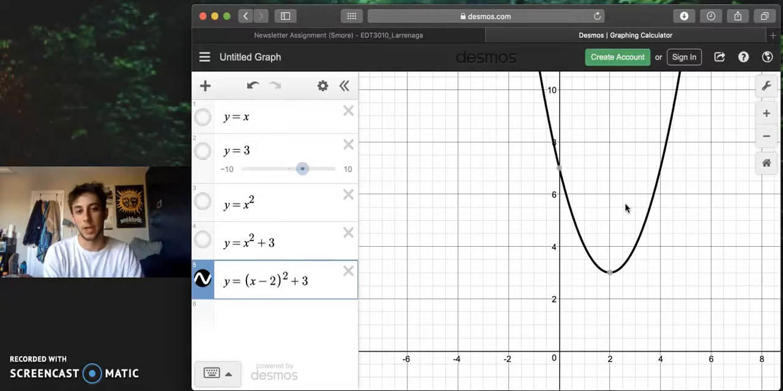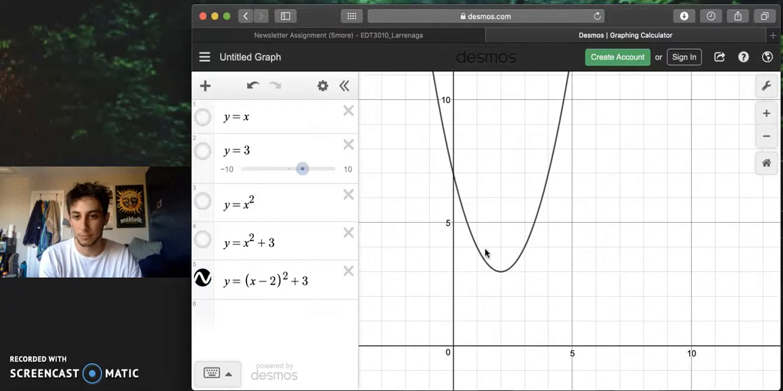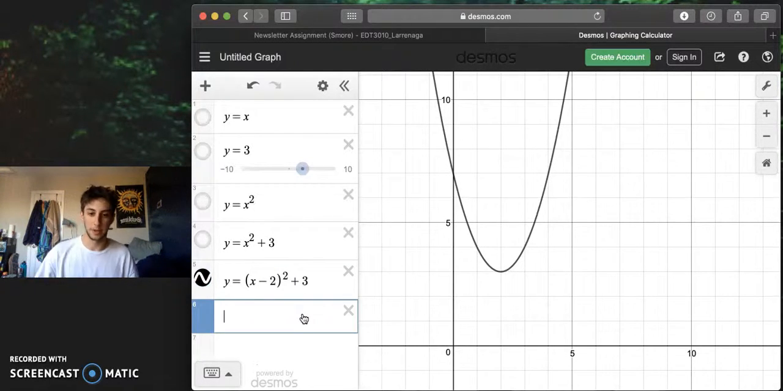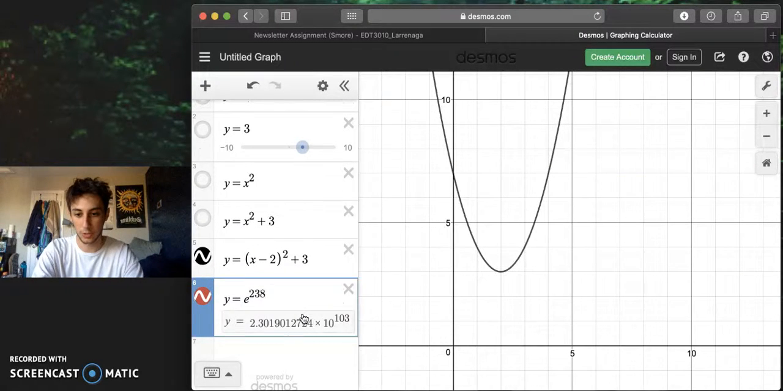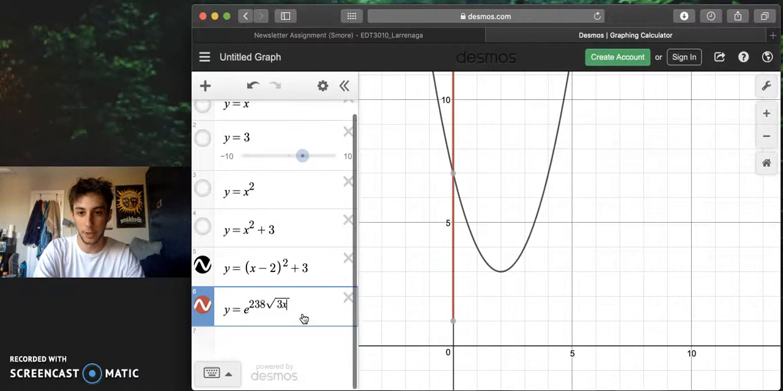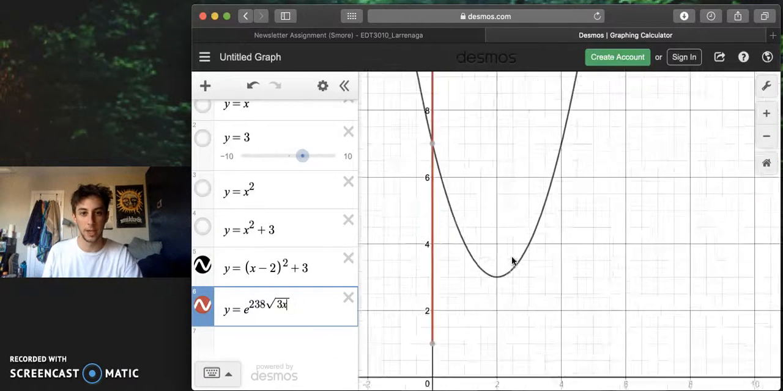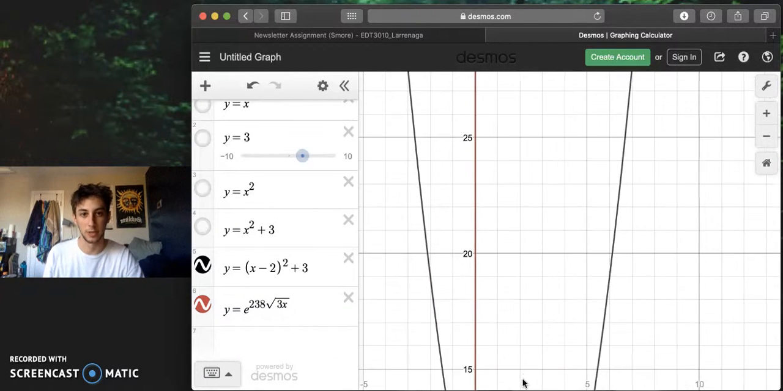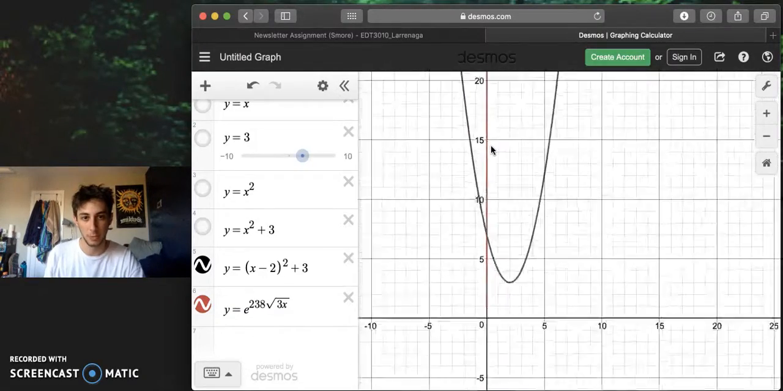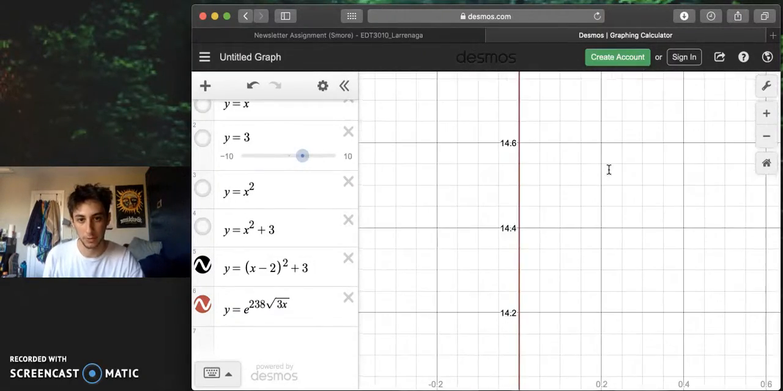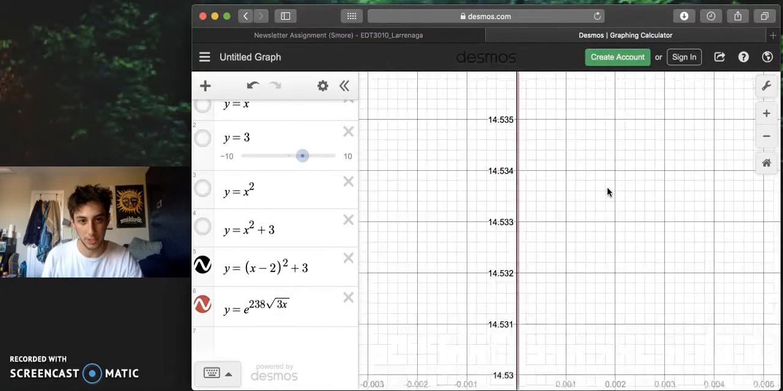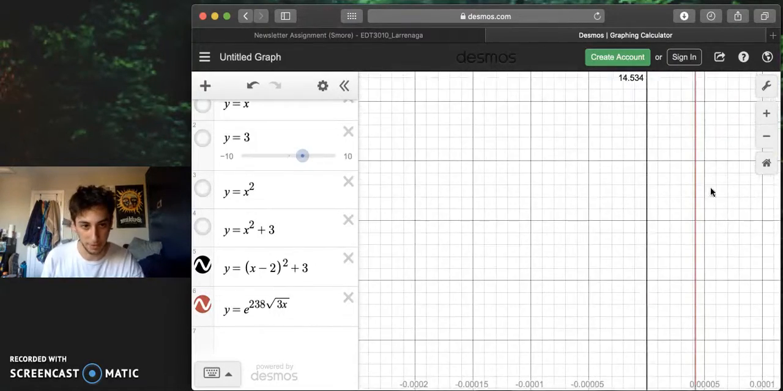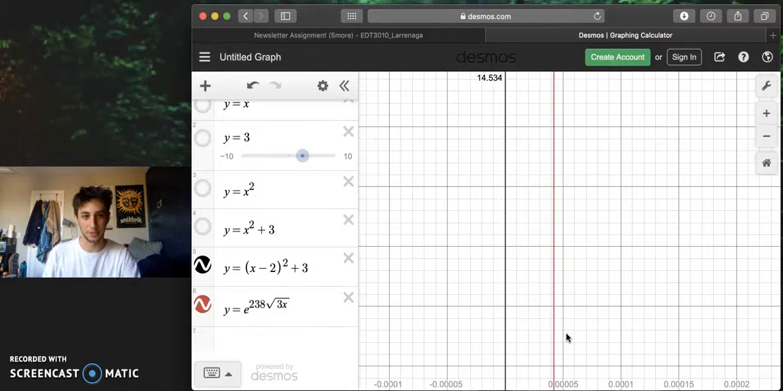Now that you kind of understand how Desmos works, just explore with it. Find as many equations as you can, like y equals e to the 200 square root of 3x. Look at this line that it creates, almost straight up. But the deeper in we go, we can see this line starts to diverge off of 0 at 0.0005.